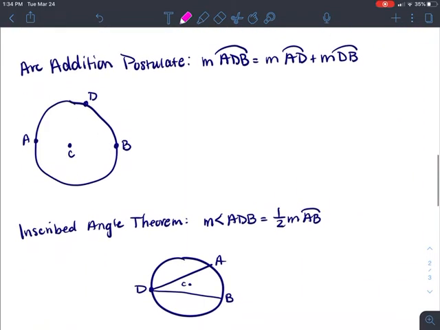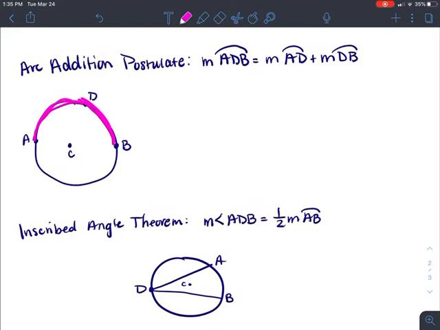All right, so now we're going to talk about our arc addition postulate. This is just saying that the measure of arc ADB is equal to the measure of arc AD plus the measure of arc DB. So in pink, I'm going to highlight this. This arc and this arc together make up the arc ADB.